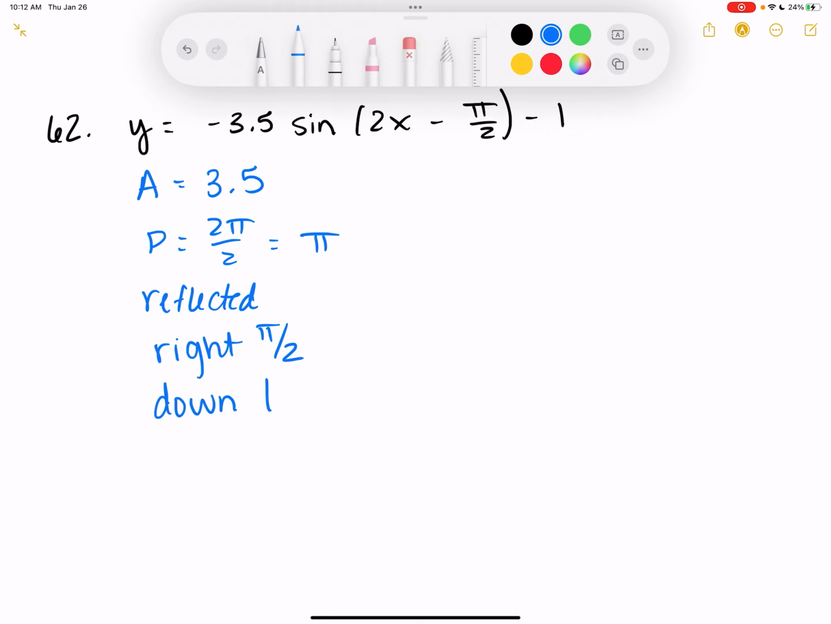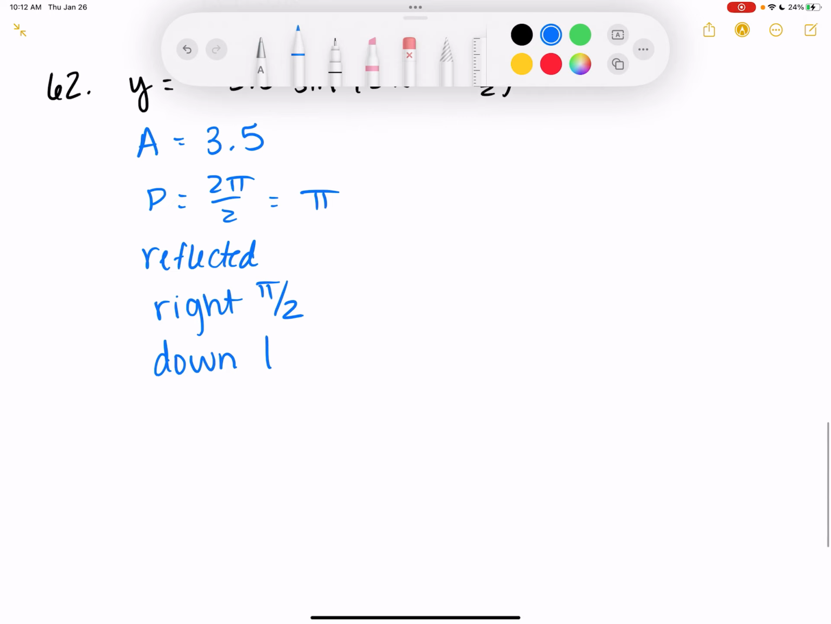And if there's no parentheses, because that sometimes happens, that means up and down. If it's just like sine of 3x minus 4 pi or something, you treat that as just up and down because it's not in the parentheses.